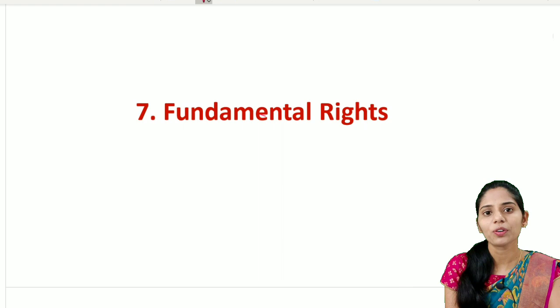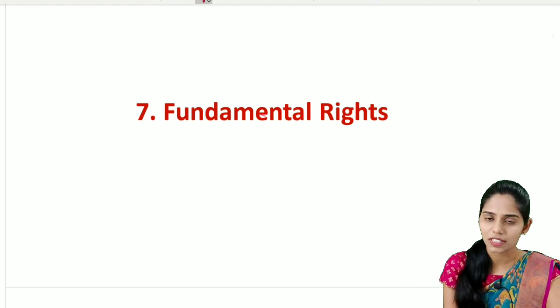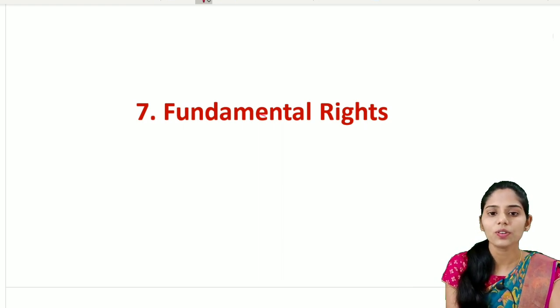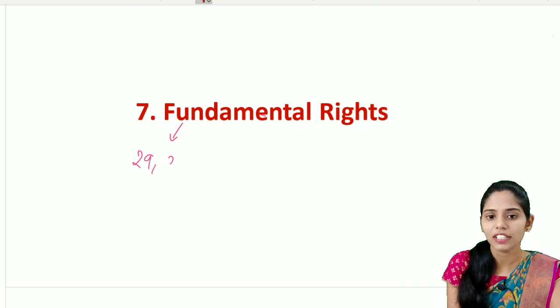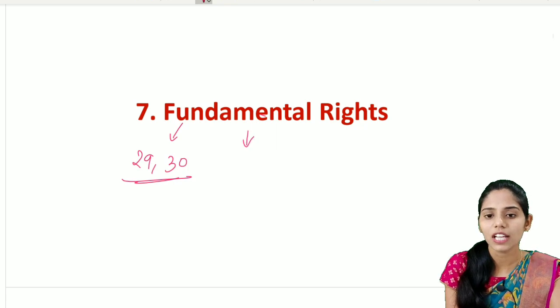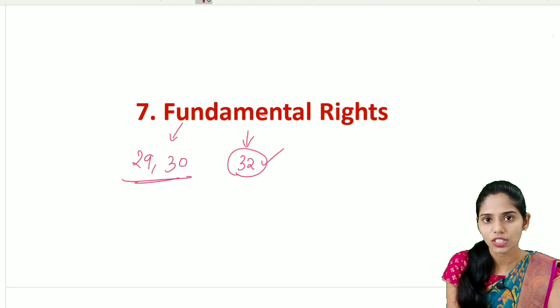Today in this lecture, we are going to see the remaining part of the fundamental rights. So in this lecture, we are going to discuss the cultural and educational rights that include Article 29 and Article 30 of the Indian Constitution. And we are going to see Article 32, which talks about the right to constitutional remedies.